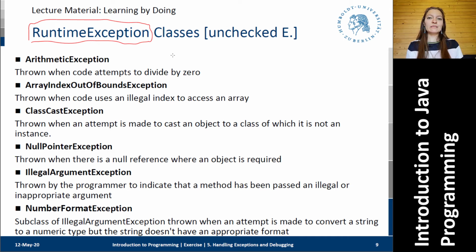So let's start with runtime exception classes. The runtime exception classes can be handled, but they don't have to be handled. The exceptions from those classes can be thrown by a programmer or by the Java virtual machine. The first one is ArithmeticException. This is the one that is thrown when your code tries to divide by 0.